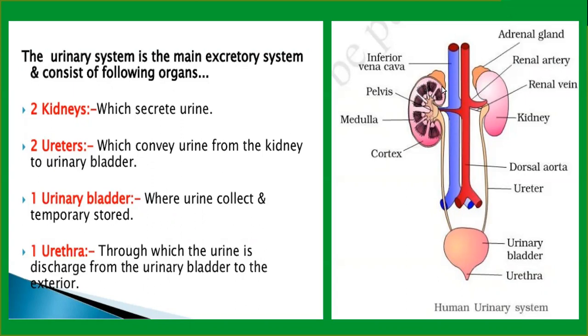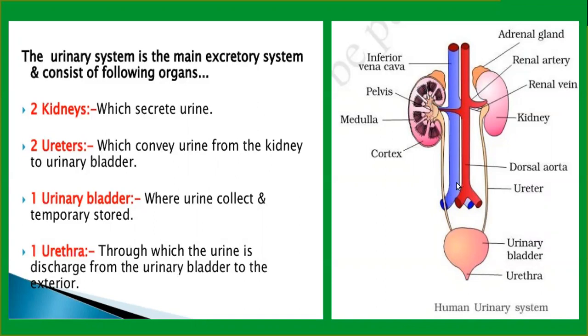There are different types of excretory system in humans, but the urinary system is one of the main excretory systems. This is the diagrammatic representation of the urinary system. It's a type of excretory system in humans. It consists of a pair of kidneys, a pair of ureters, a urinary bladder, and a urethra.